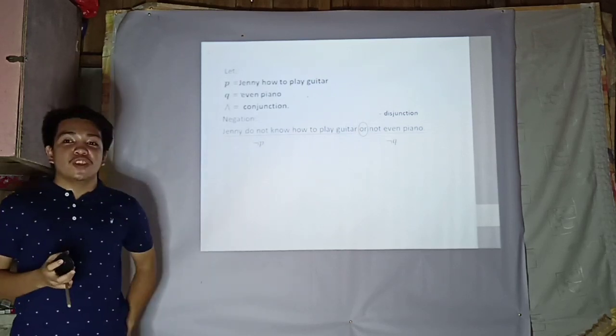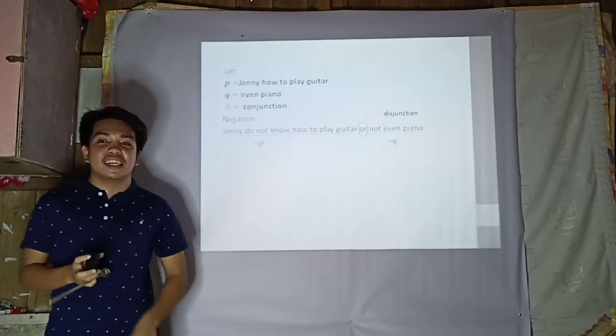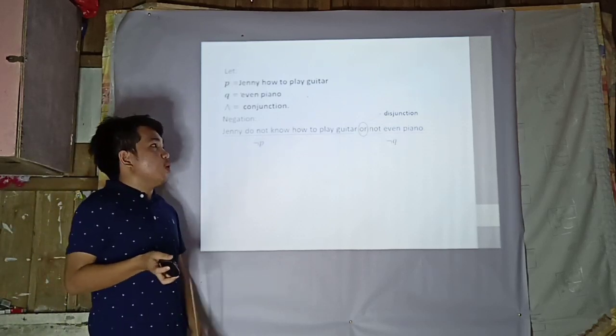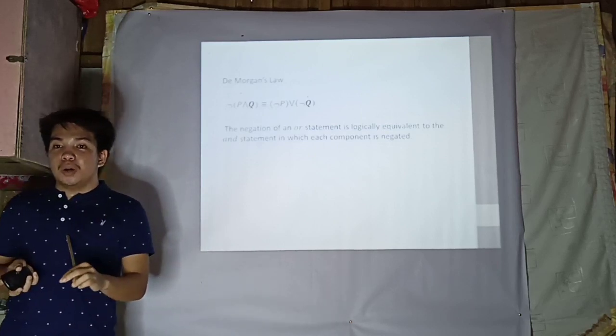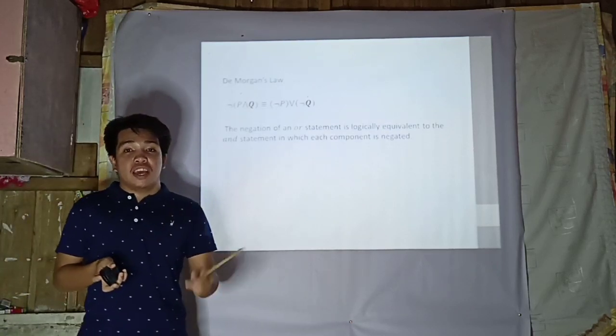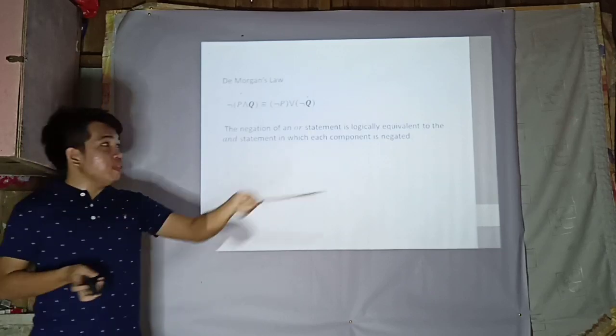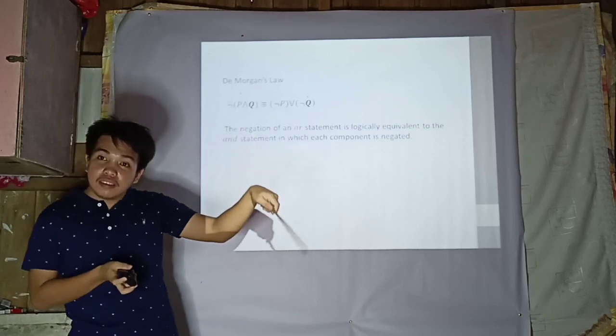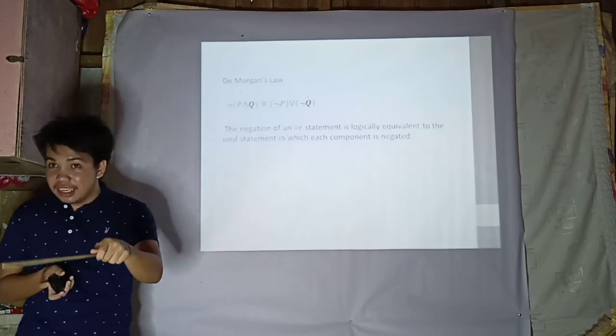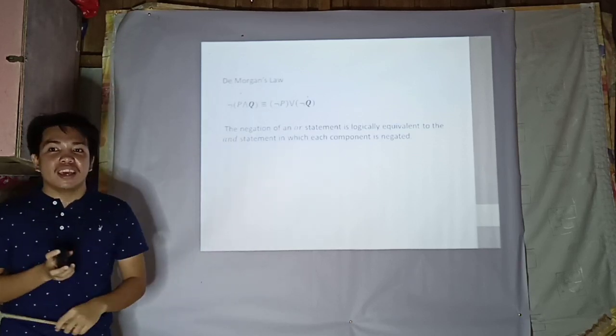Okay. So did you understand, everyone? Okay, very good. So for now, I guess you already know how to negate the AND statement into OR. So let us proceed to how to negate from an OR statement to an AND statement. Okay.